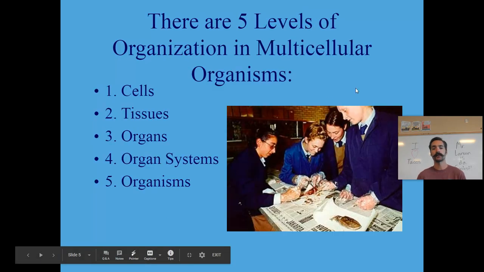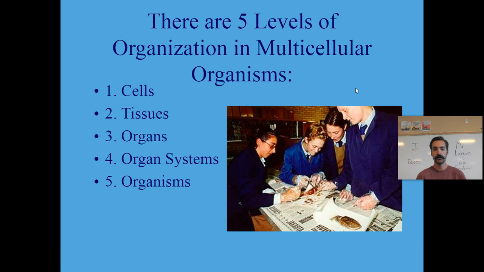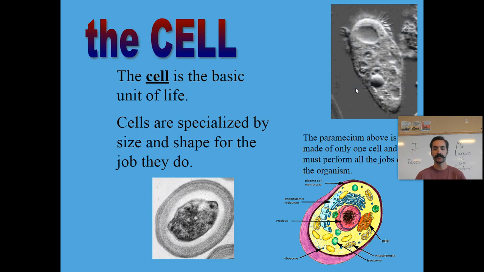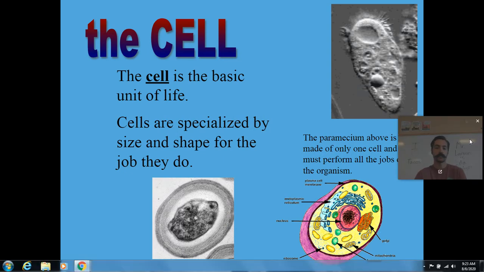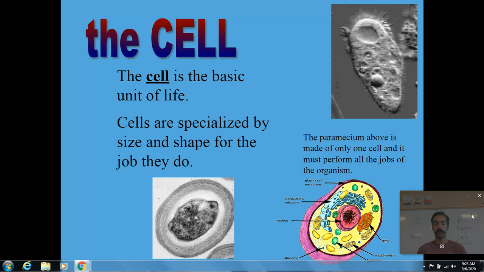So what we're going to focus on are these 5 levels of organization. You have your cells, your tissues, your organs, your organ systems, and your organisms. So first off is the cell. The cell is the basic unit. It is one of the smallest pieces of our body. Each cell is specialized by size and shape for what they do. So here in a little bit, we'll talk about what type of cells exist and what their functions are.